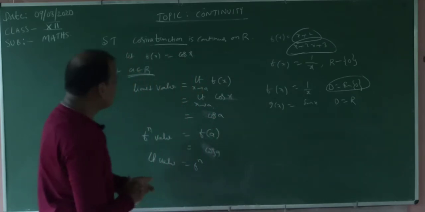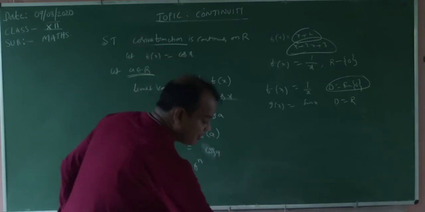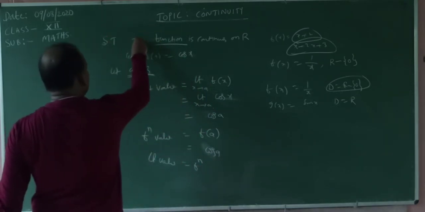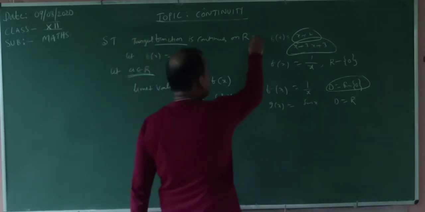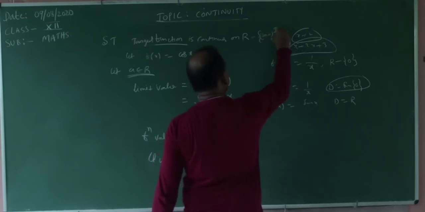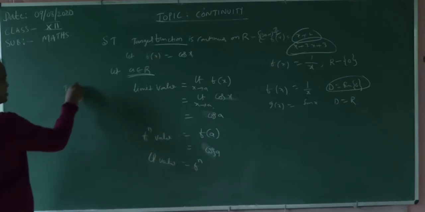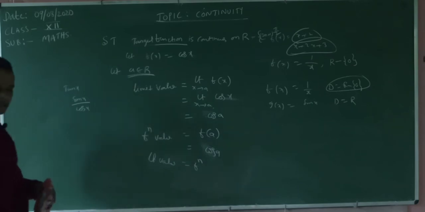Okay, my dear students. Now what is the tangent function? Suppose tangent is given. The tangent function is continuous on R minus (2n plus 1) pi by 2. Why? The tangent function means tan x, that is sin x by cos x. Observe that. Is it defined for all real values?